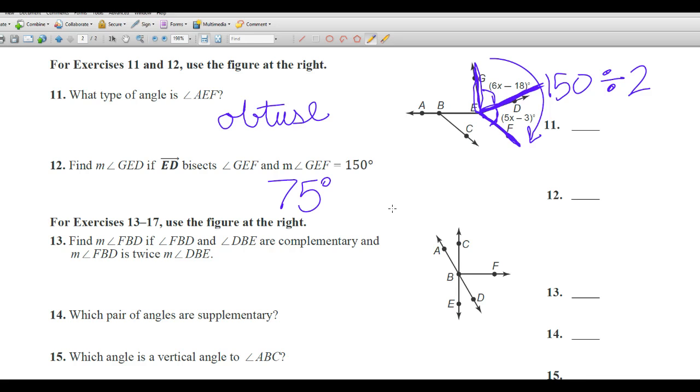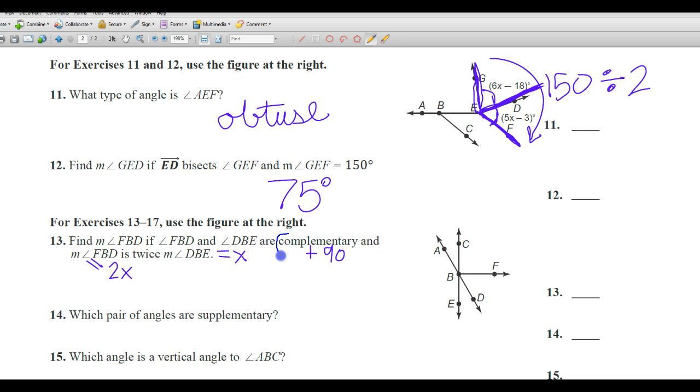On number 13, find the measure of angle FBD if FBD and DBE are complementary, which means they add up to 90, and FBD is twice the measure of DBE. So since we don't know either of the angles, we have to define a variable. So we'll call the measure of DBE x. If FBD is twice the measure of DBE, then it will be equal to 2x.